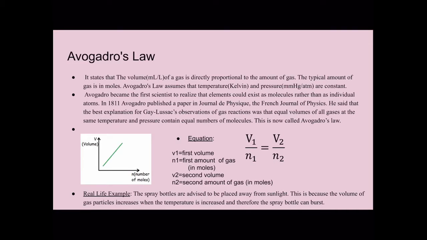A real-life example would be how spray bottles are advertised to be kept away from sunlight. This is because the volume of gas particles increases when the temperature is increased, and therefore the spray bottle can burst.